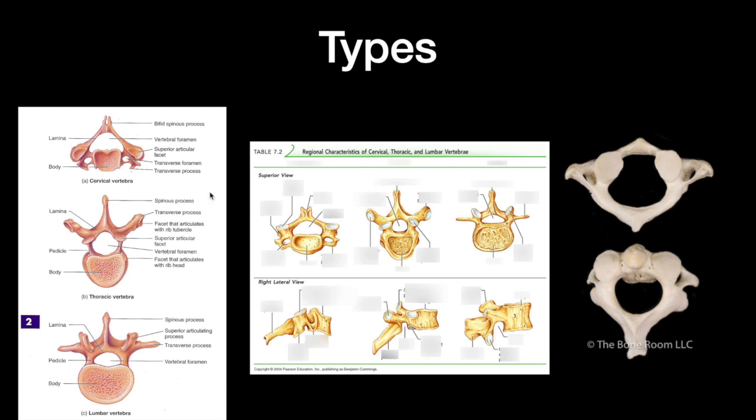So the cervical vertebra is defined by their bifid spinous process, as you can see, there's two prongs, and by the transverse foramen right here. The thoracic vertebra is defined by their long spinous process, a fairly large vertebral foramen, and a mid-sized body. The lumbar vertebra is defined by their larger pedicles, their robust bodies, and a smaller, squatter spinous process.